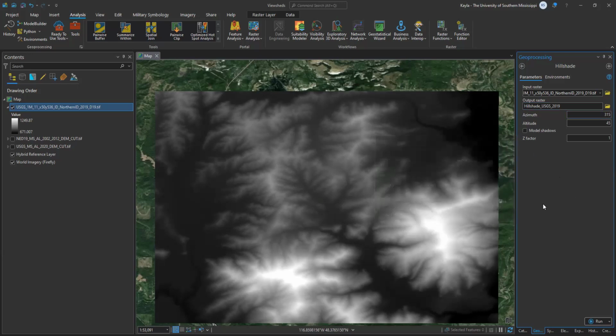Generally speaking, I don't change the Z factor because I have zero interest in doing that. But there are some reasons why you might want to change this azimuth and altitude. But for the purpose of this, we're just going to run this to show you what this looks like.